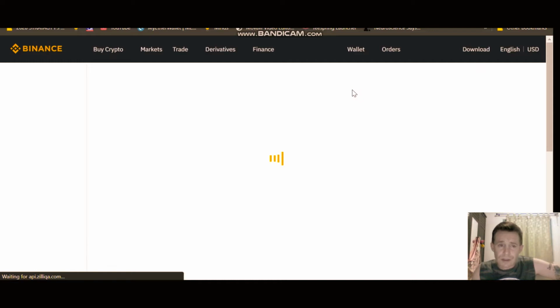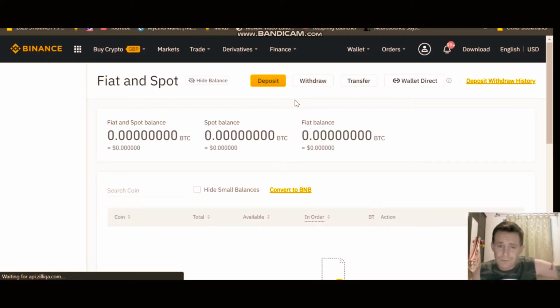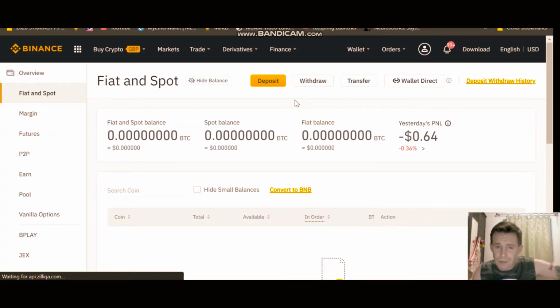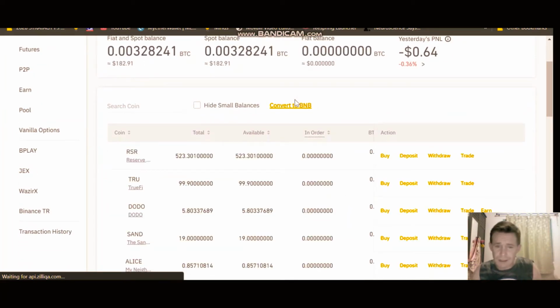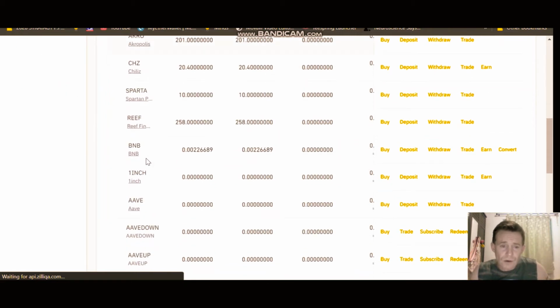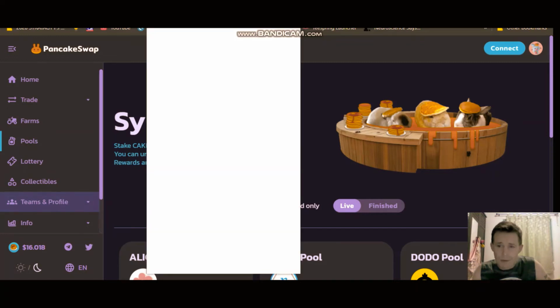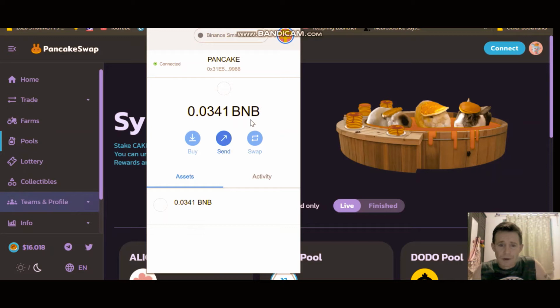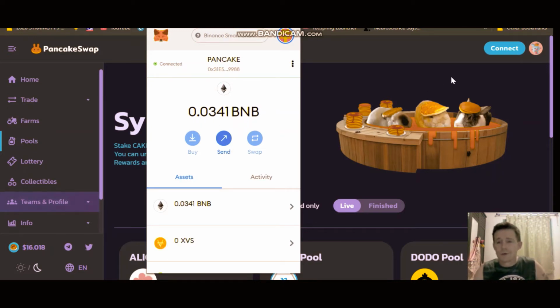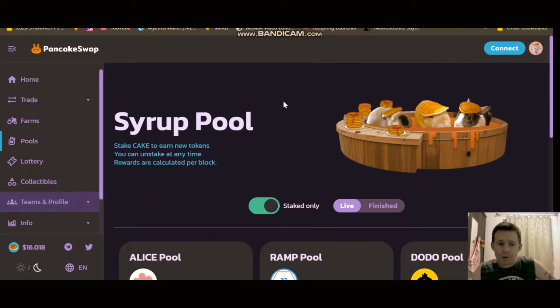So what I do then is with the BNB, if I have earned anything above 0.5 BNB from the previous night, which I haven't, then I would send it to PancakeSwap via MetaMask, which is extremely easy. And I have 0.03 there, so 0.02 makes it 0.05. Now I'm not going to complicate things.